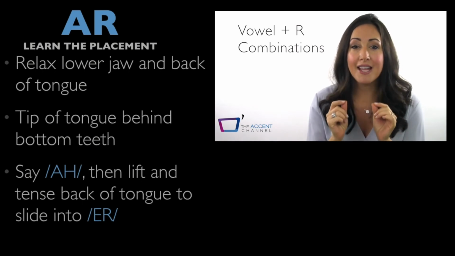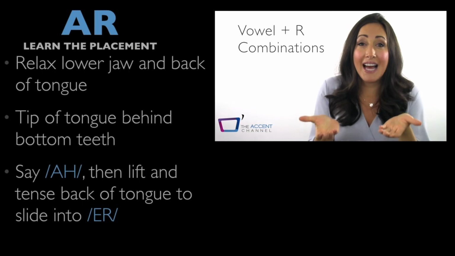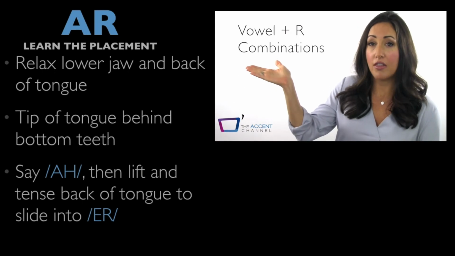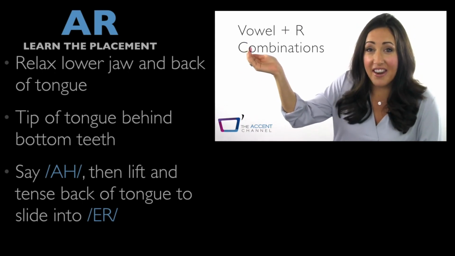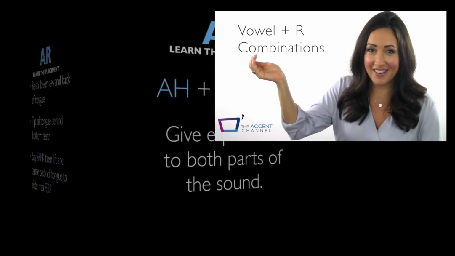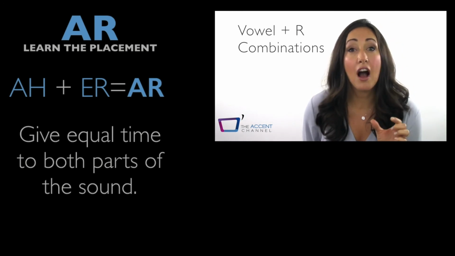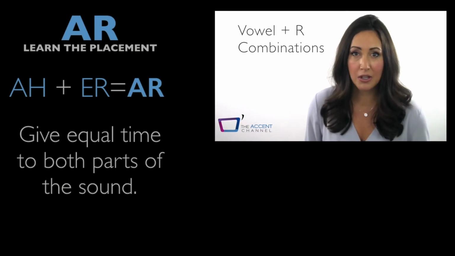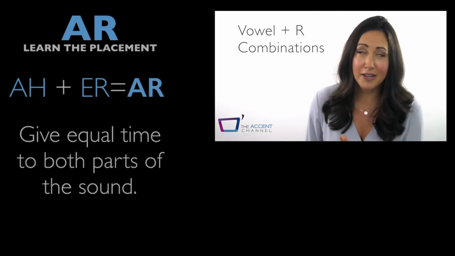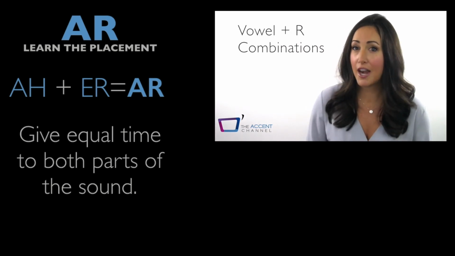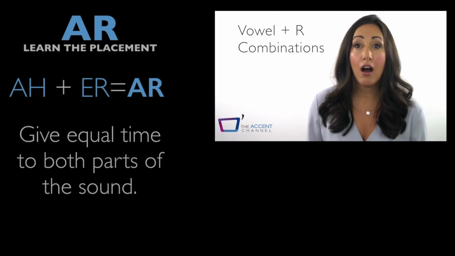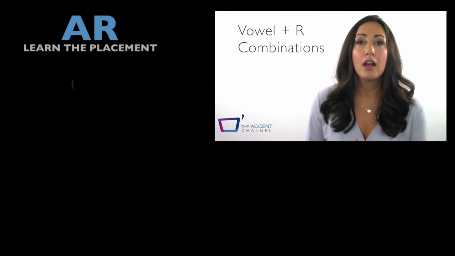Then you lift and tense the back of your tongue as you slide into the R. AR. This is your tongue. Ah, R, and then it curls. Relaxed, then tense. AR. Most people tend to cut the ah portion of this sound, so they lose the vowel and they get right to the ER, so they end up saying more of an R. Sounds like a pirate a little, but that's what tends to happen with a lot of accents. So be sure that you give equal time to both parts of the sound. AR. Let's try it in a couple words.